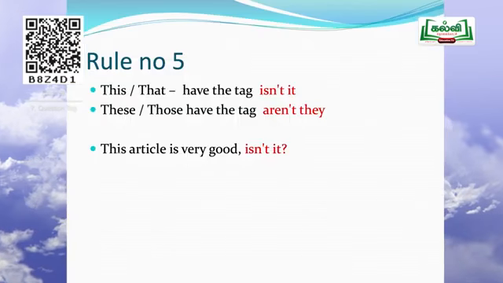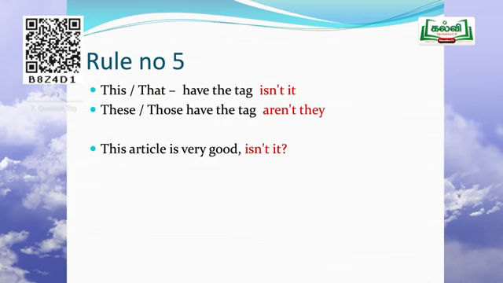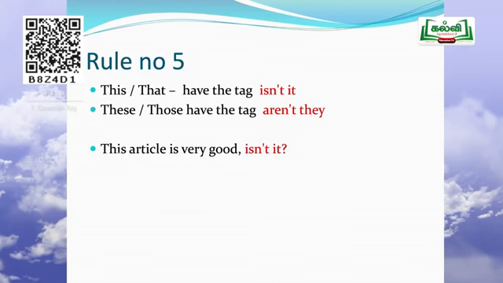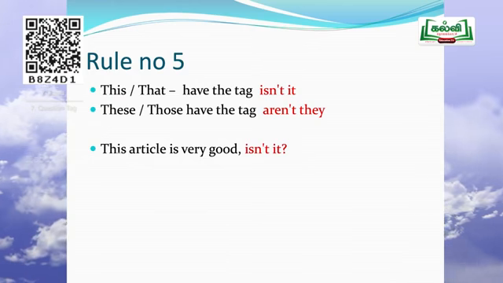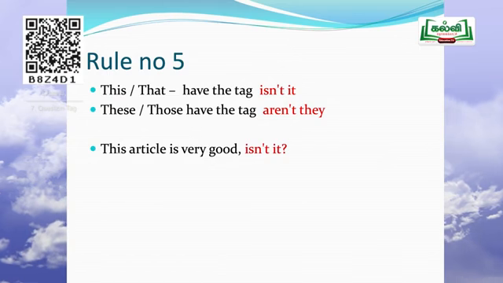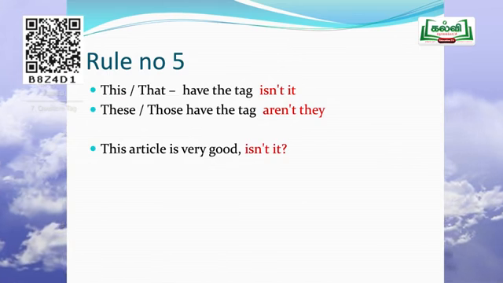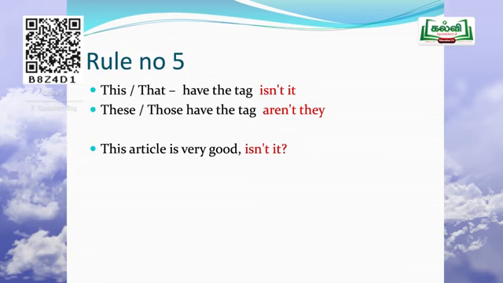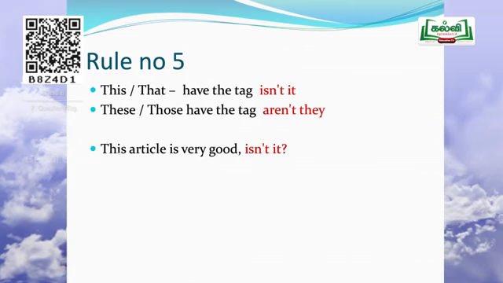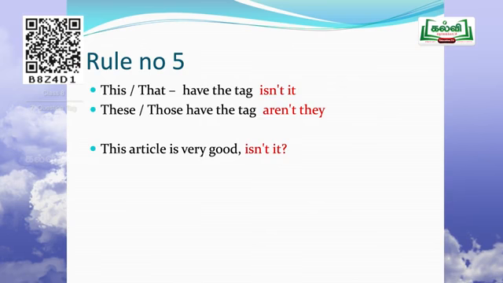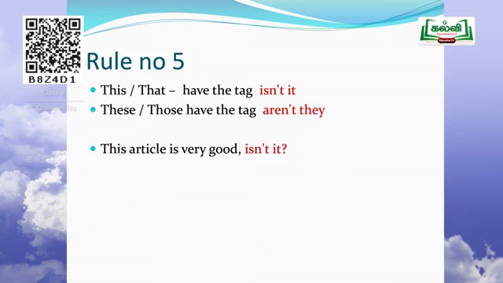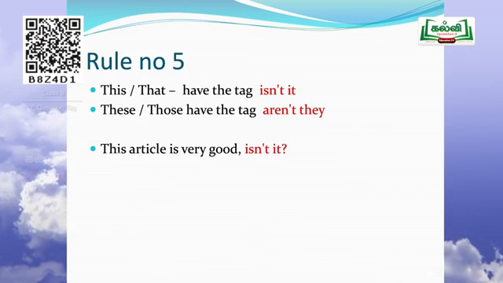The sentence begins with this or that. How is the tag? Rule number 5: if the sentence begins with this or that, the tag is isn't it. If the sentence begins with these or those, the tag is aren't they. Don't forget, this is rule number 5. For example, this article is very good, isn't it?